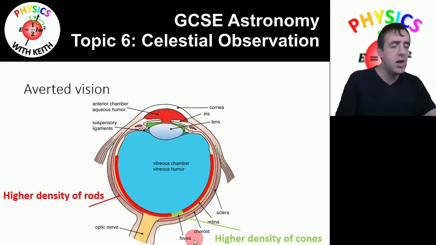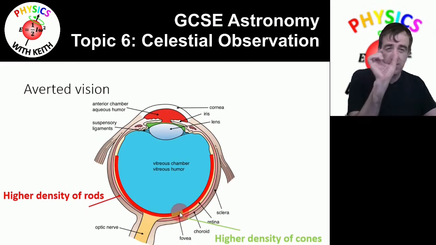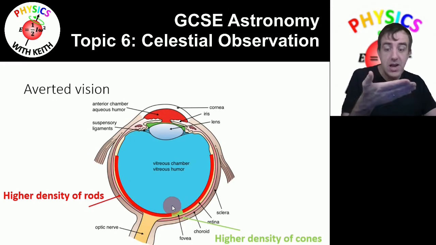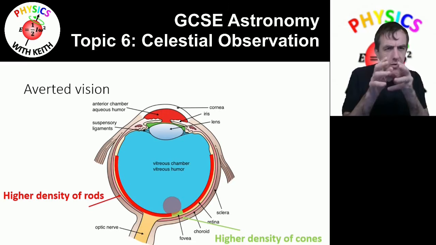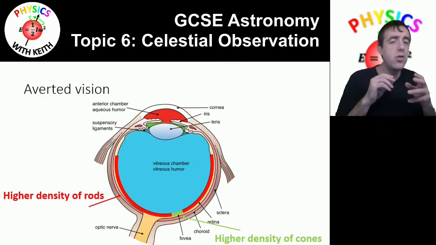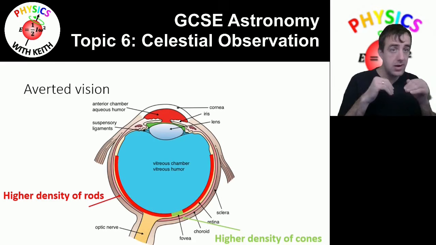Now, you tend to have a higher concentration of cones here, a huge concentration of cones. That's where the light focuses when you're reading, for example. Really fine focused vision is here. Your peripheral vision around here at the edges, you have a higher density of rods. The rods are more sensitive to low light levels.